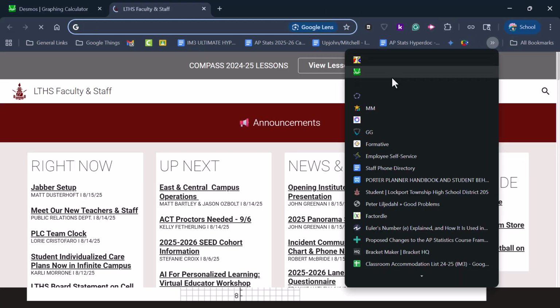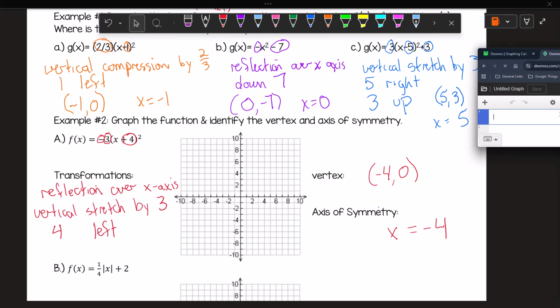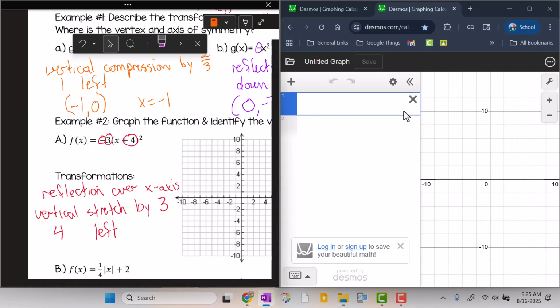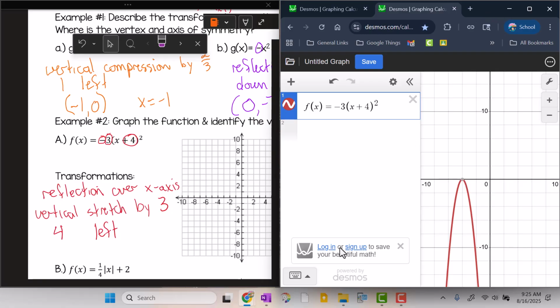Now, we have to graph this. What's the easiest way to graph it? Well, very simply, put in decimals. Get some points, call it a day. So f of x equals -3 times (x plus 4) squared. And did it reflect over the x-axis? Yeah, it's upside down. Did it get more narrow, vertical stretch by 3? Kind of looks like it. Did it go 4 left? It sure did. So that's what we want. But let's get some points so we can make it nice looking.